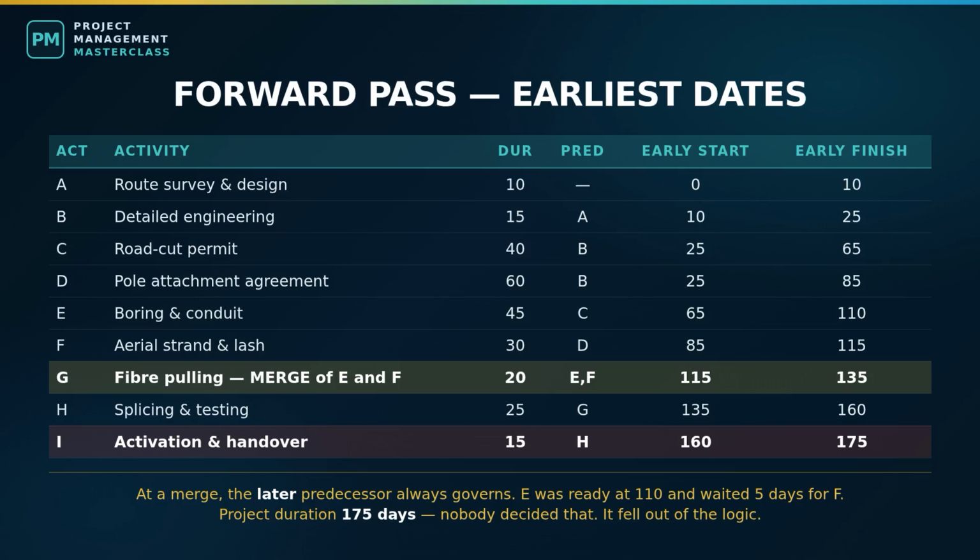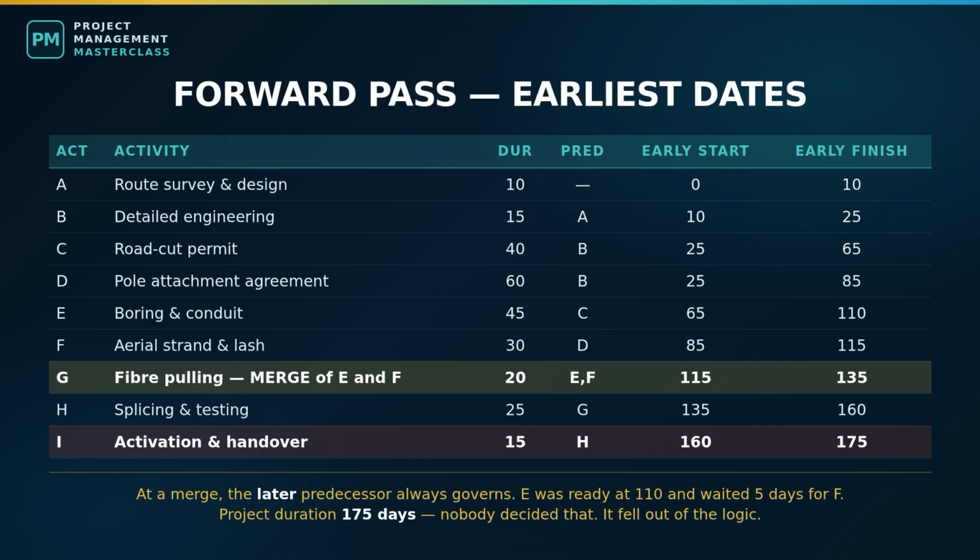Earliest finish, day 135. Activity H, splicing and testing, starts 135, 25 days, finishes day 160. Activity I, activation and handover, starts 160, 15 days, finishes day 175. There it is. 175 days.